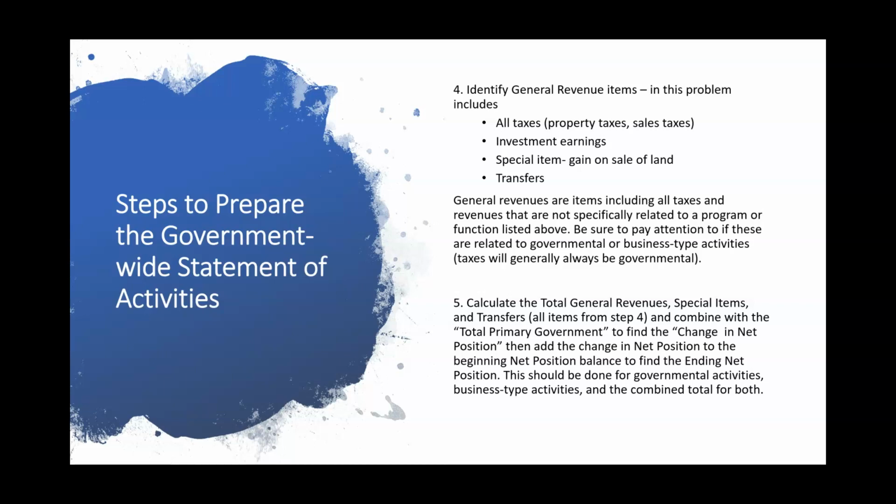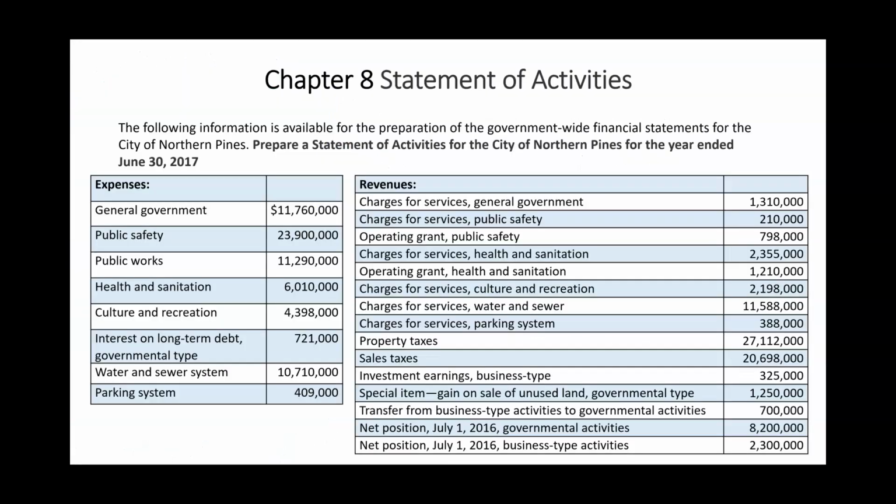And then finally, number 5, we're going to calculate the total general revenues and combine that with the total primary government, and we're going to find a change in net position. And we're going to add that change in net position to the beginning net position to find the ending net position. That is something we've been doing for years as accountants. Your beginning plus any change is going to be your ending, right? So you're going to do this for both governmental and business type activities and then a combined total for both of those. It seems like a lot right now, but hopefully as we walk through this example, you will start to see it's really not as scary as it sounds. We've been doing all these things for years now. So hopefully you guys could do most of this in your sleep by this point.